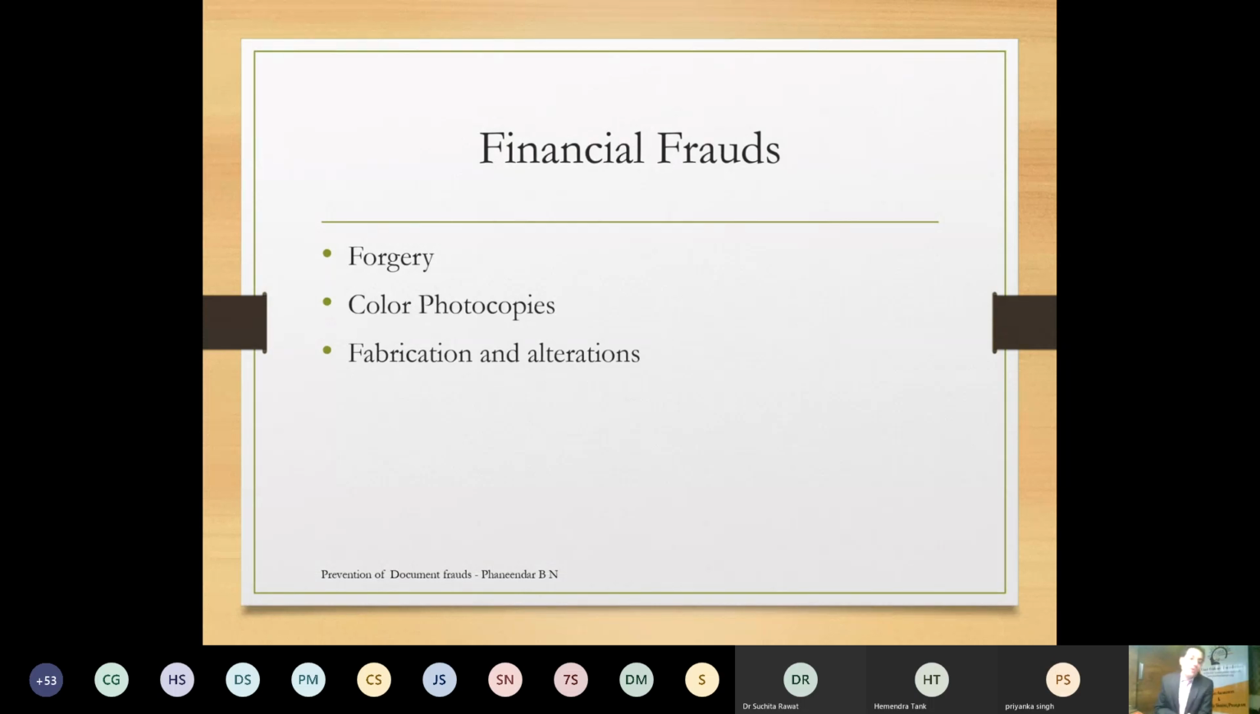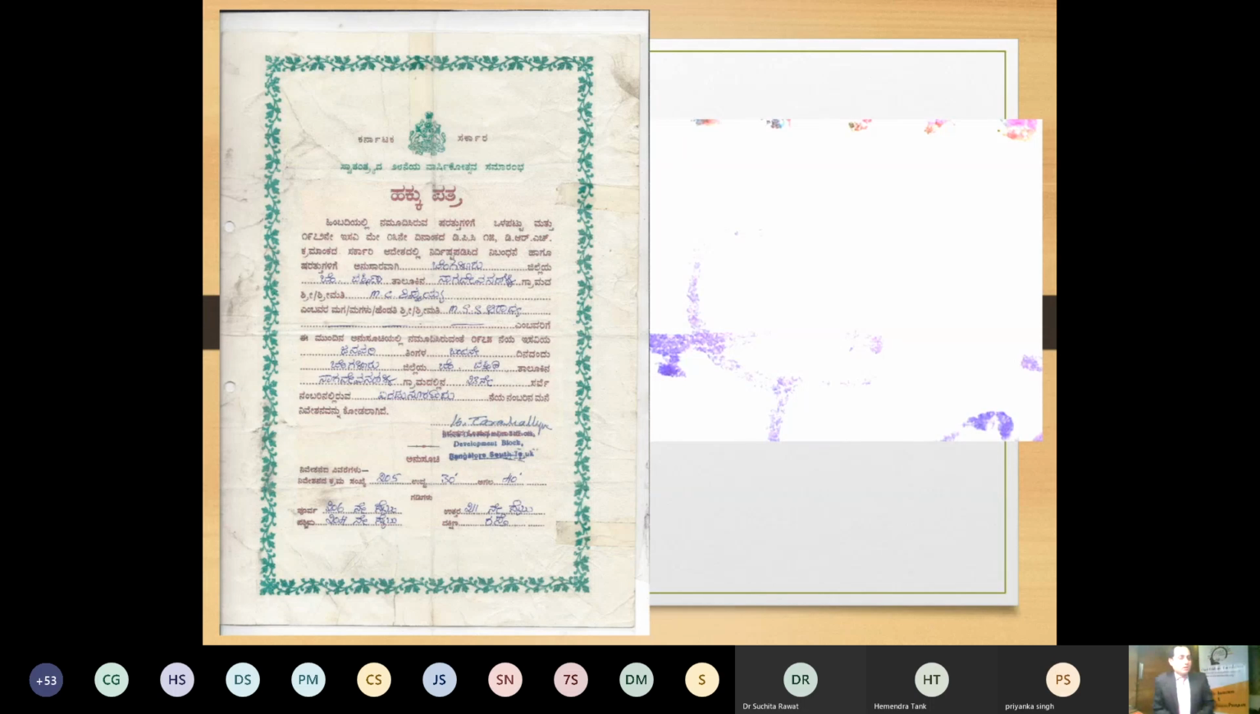Now we're touching upon financial frauds, where we're discussing forgery, color photocopies, fabrications, and alterations. If you look at the left-hand document, and for all the bankers here, this is the first document of any property, which is an allocation letter or the possession certificate.